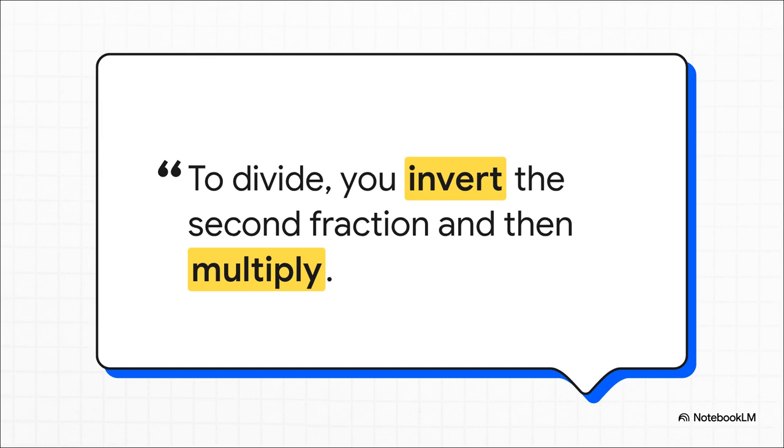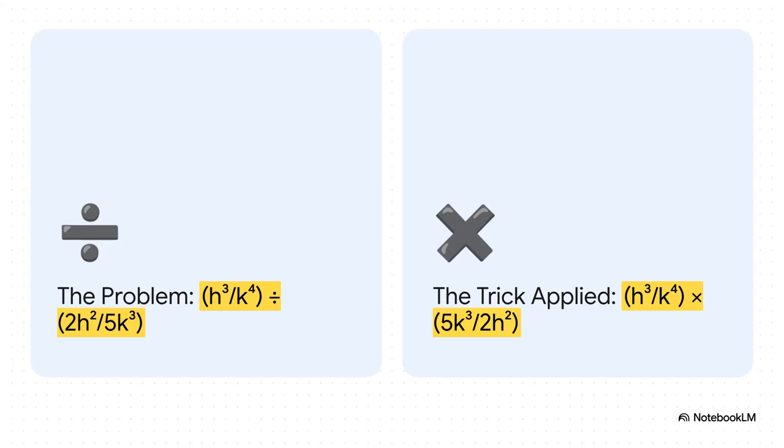You see, you never actually divide fractions. Ever. What you do is you take the second fraction, you flip it completely upside down, that's the invert part, and then you just multiply. It's that simple. Check it out.